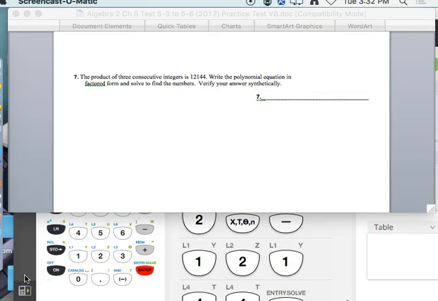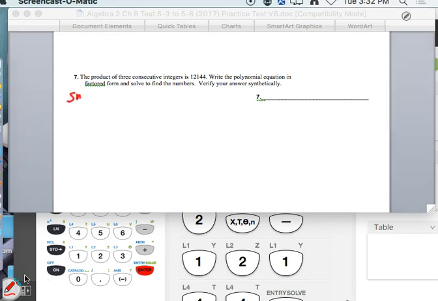Word problem. The product of 3 consecutive integers is 12,144. Write the polynomial equation in factored form and solve to find the numbers. Verify your answers synthetically. So there's quite a bit going on here. We have to remember that consecutive integers are numbers like 1, 2, and 3. Numbers that are right after one another.